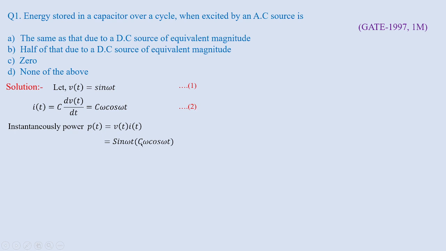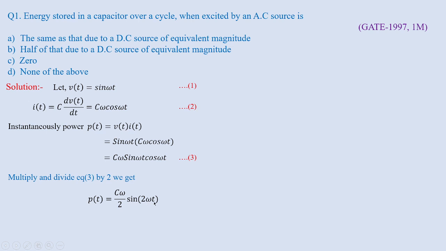Let us take C and omega outside, then we are going to see that we have framed an equation C omega sin omega t cos omega t. In fact, sin omega t cos omega t, if at all you multiply and divide this equation by 2, we'll get sine 2 omega t, divided by 2, we'll be having this value as C omega by 2. So let us multiply and divide equation 3 by 2, we get P of t is equal to C omega by 2 sine 2 omega t.